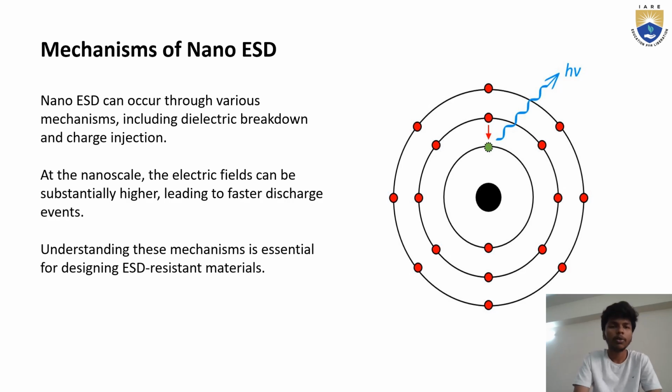Now we will learn about the mechanism of nano ESD. Nano ESD can occur through various mechanisms, including dielectric breakdown and charge injection. At the nanoscale, the electric fields can be substantially higher, leading to faster discharge events. Understanding these mechanisms is essential for designing ESD resistant materials. This is the mechanism of nano ESD.